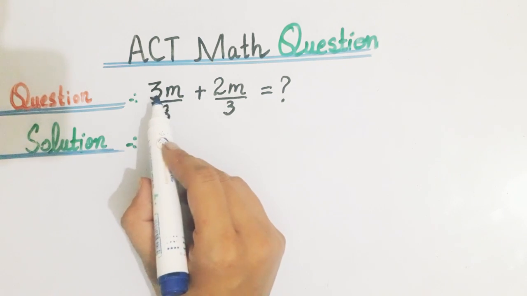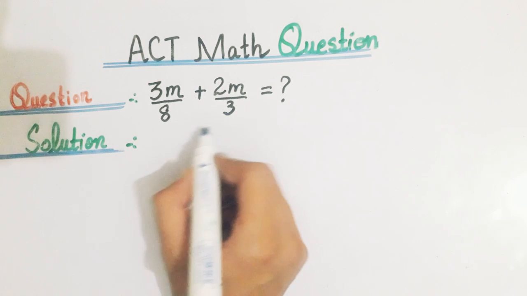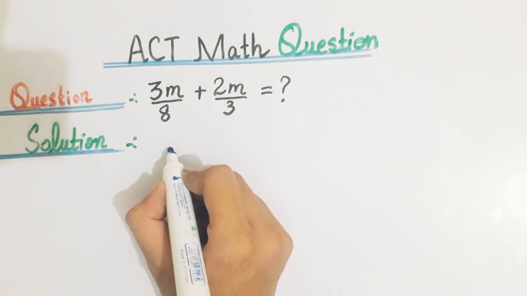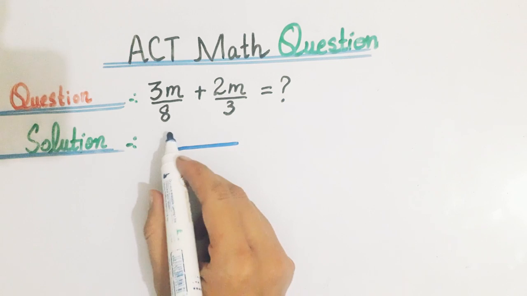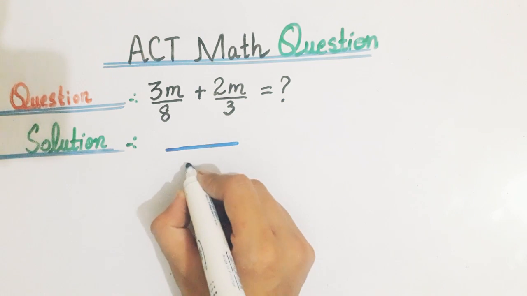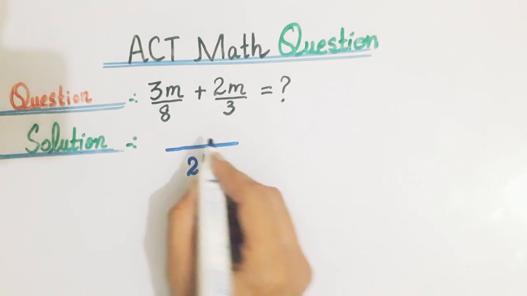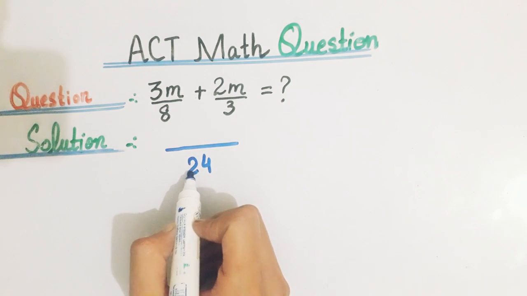Question number 1 is 3m by 8 plus 2m by 3 equals to what? We have to find the value of m. So, this will become, taking the LCM of 8 and 3, that is 24. So, by solving this, 24 divided by 8, we will get 3.